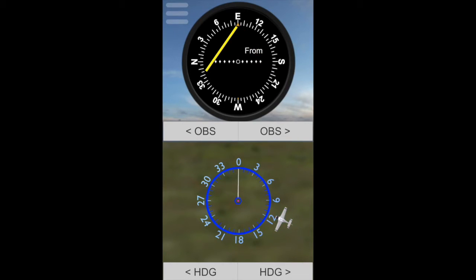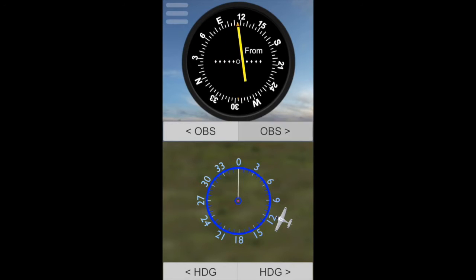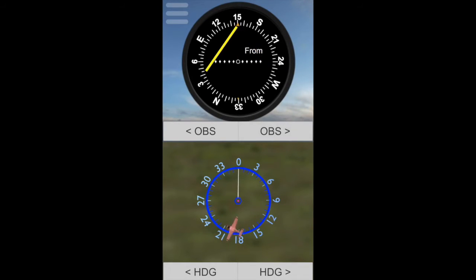Do another example. Maybe let's go to 150, right? 150 plus or minus 90. 150 plus 90 is 240. 150 minus 90 would be 60. So anywhere between 060 and 240, this bar right here, I'm getting a from indication. And if I am on the opposite side, I would get a to indication, as you can see here, between 240 and 060. Anywhere on that side, it's a to. Anywhere on this side is a from.